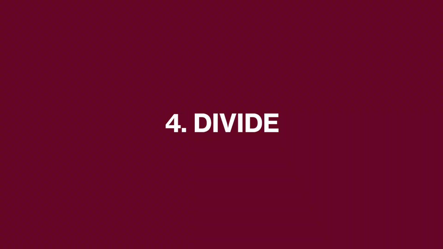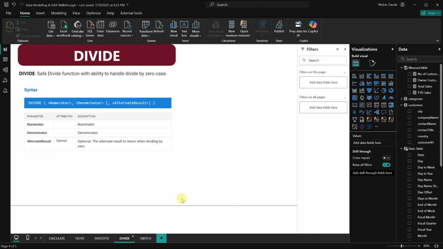The fourth DAX function that we'll be looking at here is divide. These are super handy and super useful, and I use them every single time in my analysis of Power BI projects, and they will come to you in your day-to-day activities also. So divide is the function that gives you the ability to handle division by zero. When you divide something by zero, it gives you an error. In Excel, it will give you a div error. It means this value cannot be divided by zero.